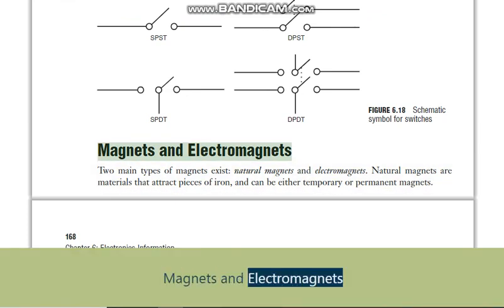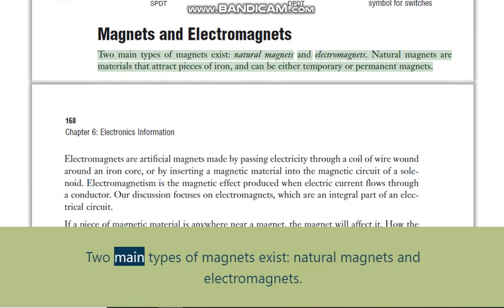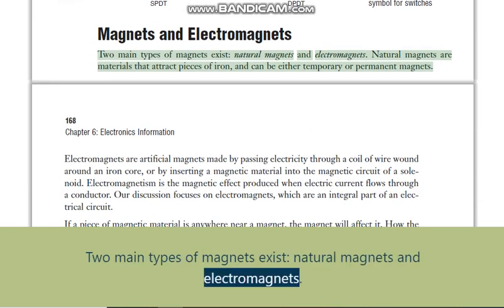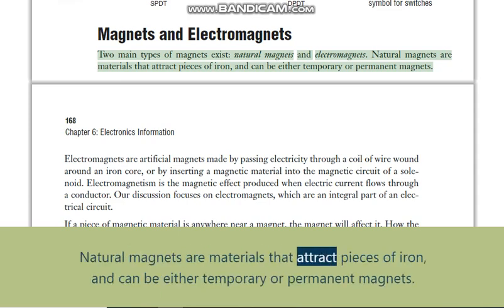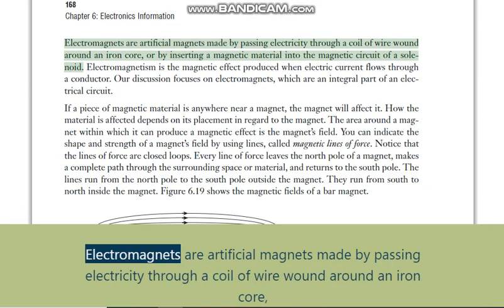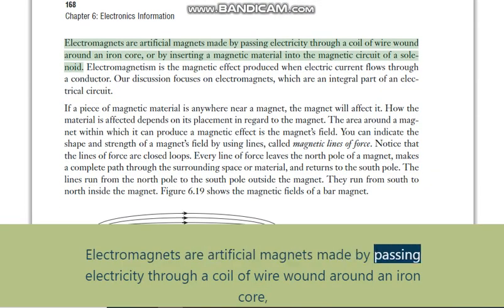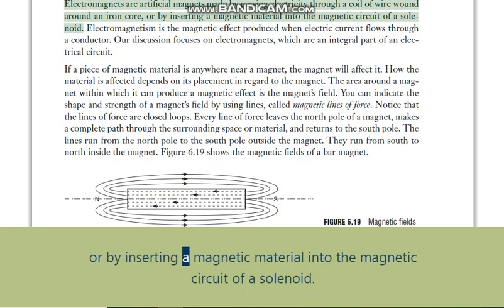Magnets and electromagnets. Two main types of magnets exist, natural magnets and electromagnets. Natural magnets are materials that attract pieces of iron, and can be either temporary or permanent magnets. Electromagnets are artificial magnets, made by passing electricity through a coil of wire wound around an iron core, or by inserting a magnetic material into the magnetic circuit of a solenoid.